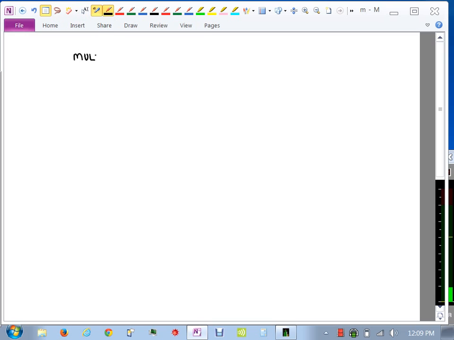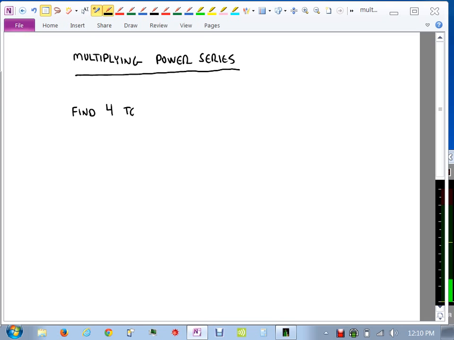All right, multiplying power series. Okay, I'd like for us to find, let's try for 4 terms of the Maclaurin series of f of x equals e to the x arctangent x.